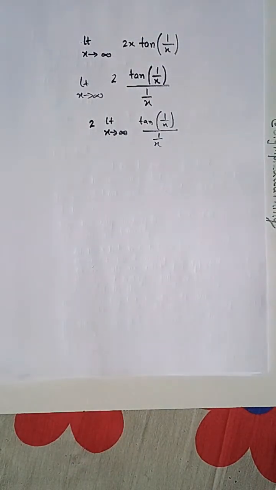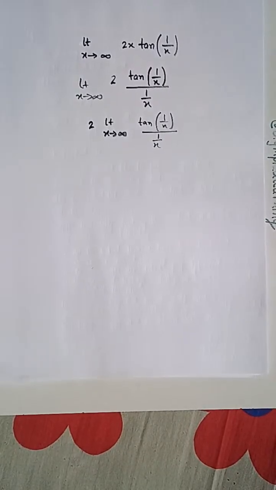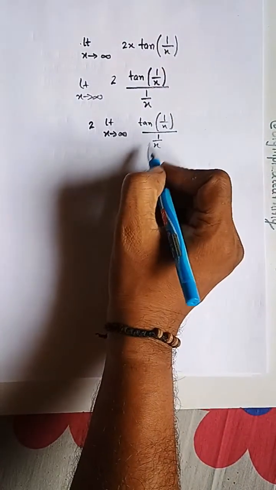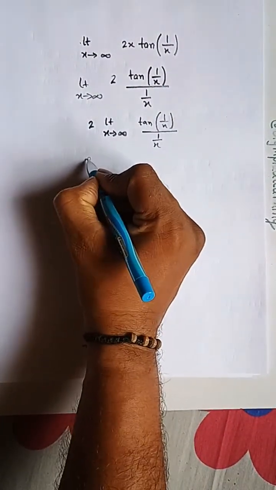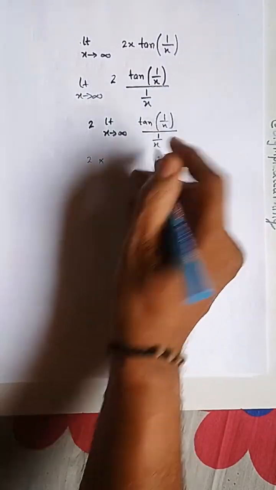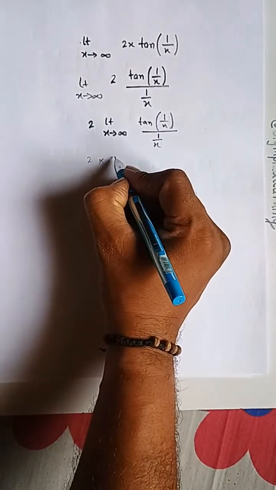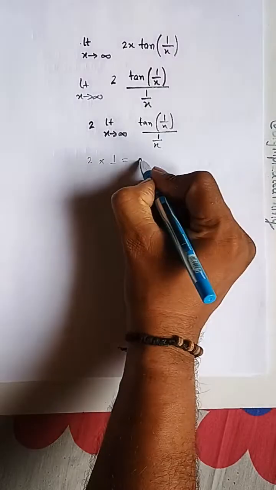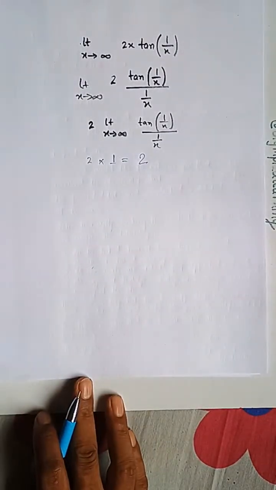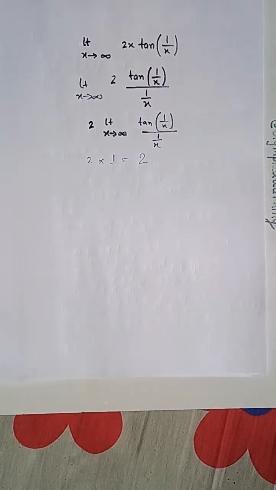Now I can easily say that this can be written as 2 and tan infinity. Here 1 by infinity is 0, and here 1 by infinity is 0, so we have 1 here, so I can write 2, and this is the solution here, 2. Okay, so we have this result.